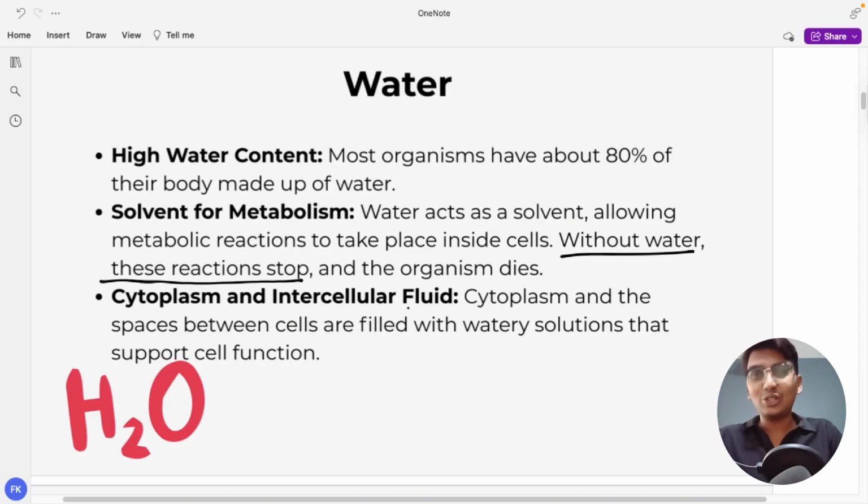Let's look at another point, which is cytoplasm and intercellular fluid. Cytoplasm and the space between the cells are filled with a watery solution that supports cell function. One of the major constituents of cytoplasm is actually water, right? All these chemical reactions take place inside the cytoplasm.